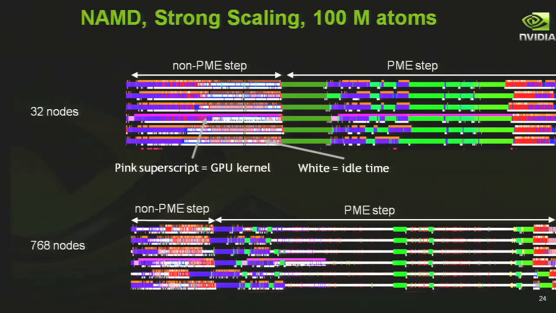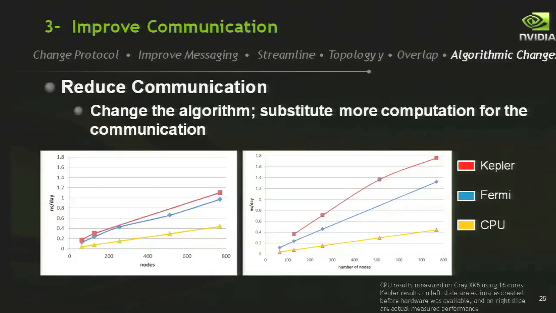And the best thing that we could do to fix these large amounts of idle time was just change the algorithm. So instead of having a lot of communication, change the algorithm so that you reduce the amount of communication and have more sophisticated computation. So the computation is more expensive. Doesn't matter because communication was the bottleneck. And overall, you get this really nice increase in performance. So here's Fermi before, 1.2, and then it became 1.5. And then Kepler, which was also around 1.2, and it became 1.8 nanoseconds per day.